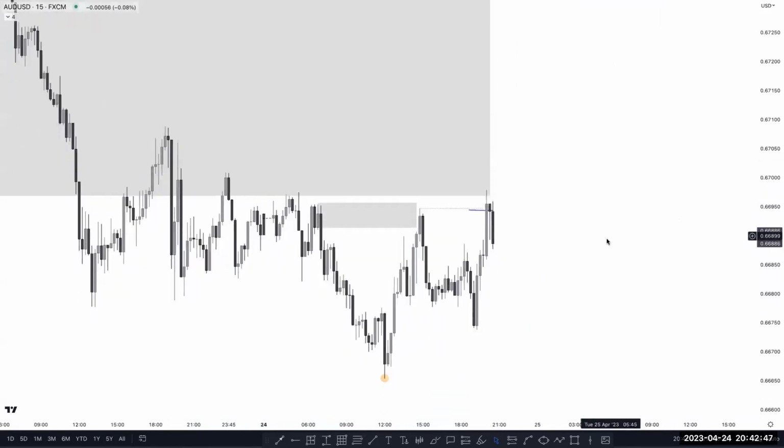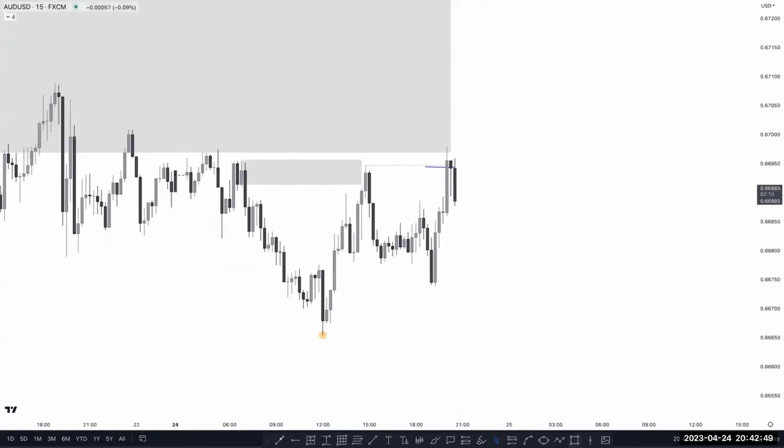So what can we expect here? This one is mitigated here. Everything is mitigated here based on the 15-minute time frame.